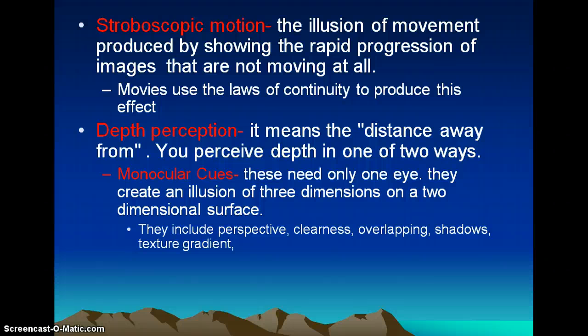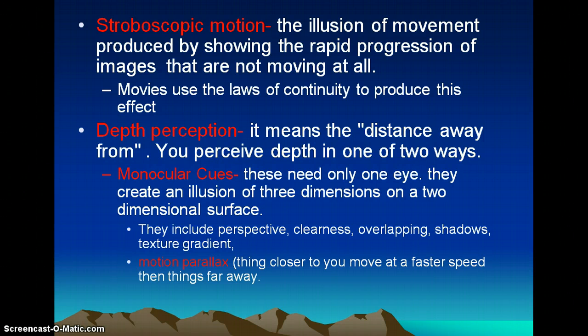And when you can put shadow in there, you can see depth with shadows. And texture gradient. When you can see the texture of something, it must be closer than something you can't see the texture of. And then there's a concept called motion parallax. Things closer to you move at faster speeds than things that are farther away.